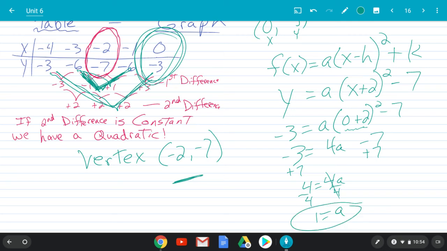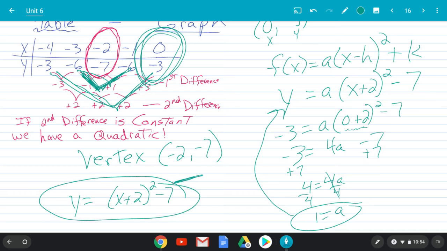So now what is my a? 1. So now I plug that back in, and I have y equals 1, but I don't really have to write it, do I? x plus 2, quantity squared, minus 7. We just created the equation of that table.